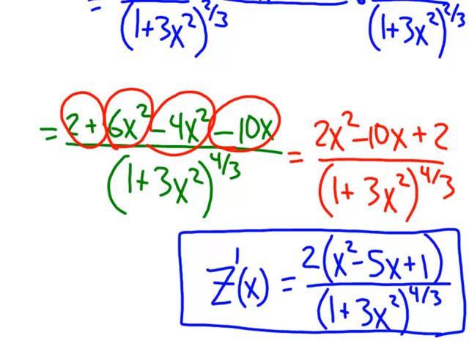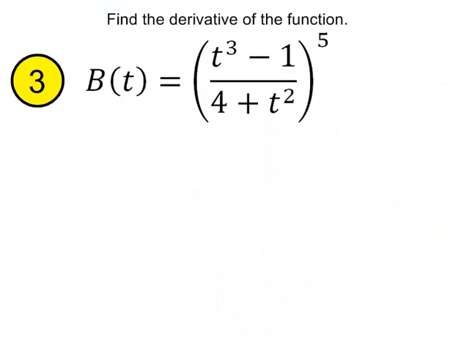All right, on to the final exercise. Find the derivative of this function, big B of t. And again, this is going to involve both quotient and chain rule, just like the last one, but notice that it's really a quotient rule inside of a chain rule.